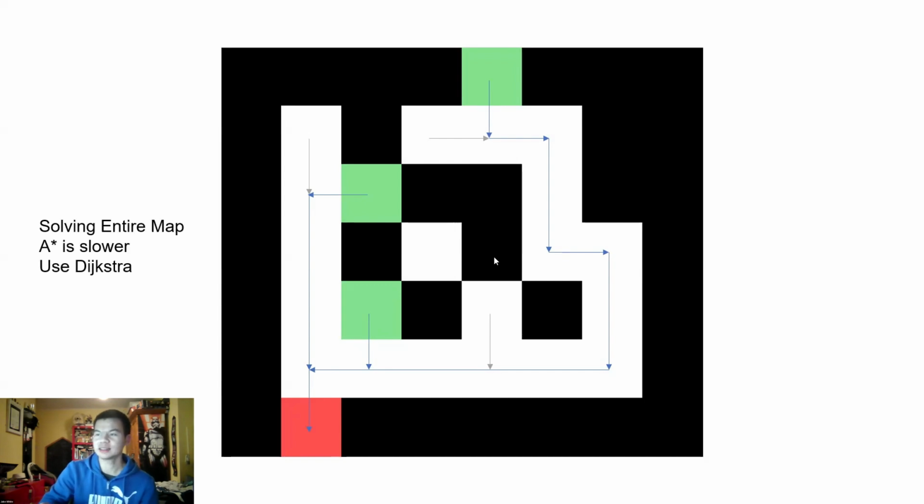And this means that since I'm solving the entire map, it's better to use Dijkstra because A star would be slower because of that extra heuristic, which is another thing to calculate. So one thing you will notice is in the bottom left, the green tile takes a quite unnatural route where it goes down, across, and down again. And it could just take a more direct route of just going diagonally from the start to the end.